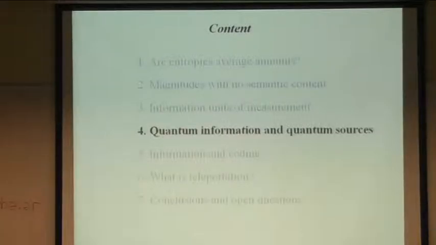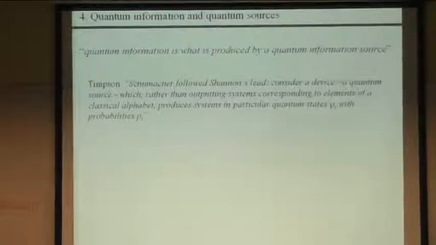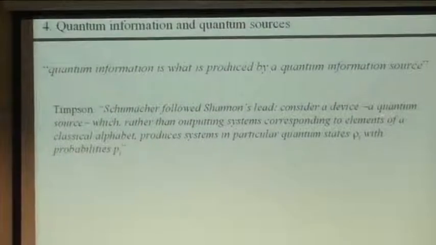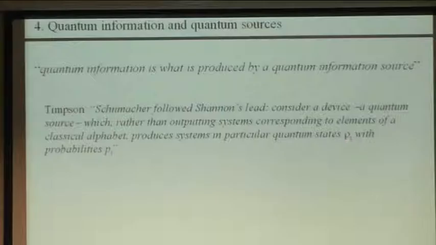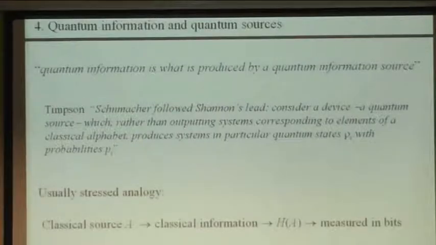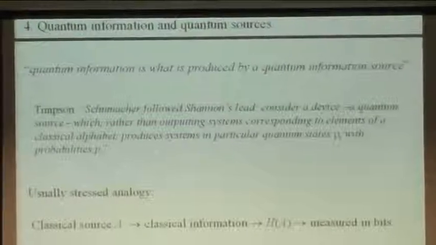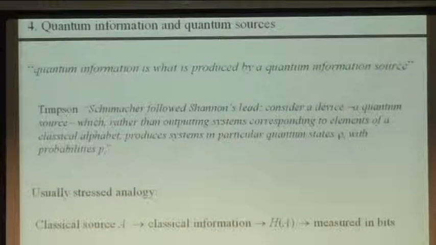What happened with quantum information and quantum sources? We used to hear that quantum information is what is produced by a quantum information source. For instance, I quote Preskill again. He says, Schumacher followed Shannon's lead, consider a device, a quantum source, which, rather than outputting systems corresponding to elements of the classical alphabet, produces systems in particular quantum states, in this case, rho_i, with probabilities p_i. So we have an analogy, usually stressed also, that the classical source A produces classical information represented by the Shannon entropy and measured in bits, and the quantum source M produces quantum information, and so on.